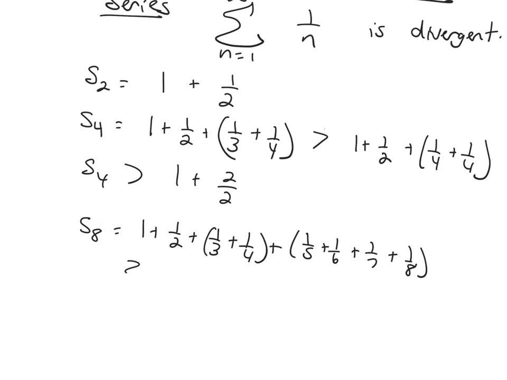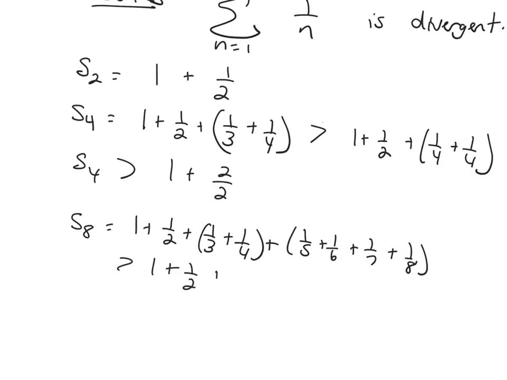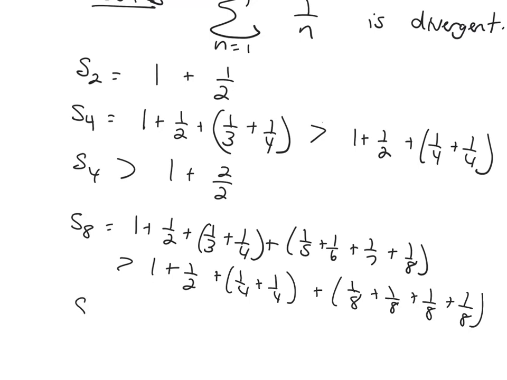So this is going to be bigger than 1 plus 1/2. We've already said this 1/3 plus 1/4 is bigger than 1/4 plus 1/4. And then this over here is going to be bigger than 1/8 plus 1/8 plus 1/8 plus 1/8. So let's add up all those fractions. 1 plus 1/2, and then the 1/4 plus 1/4 is also 1/2. 1/8 plus 1/8 plus 1/8 plus 1/8, that's 4 over 8, also a half. So it looks like I have 3 halves.